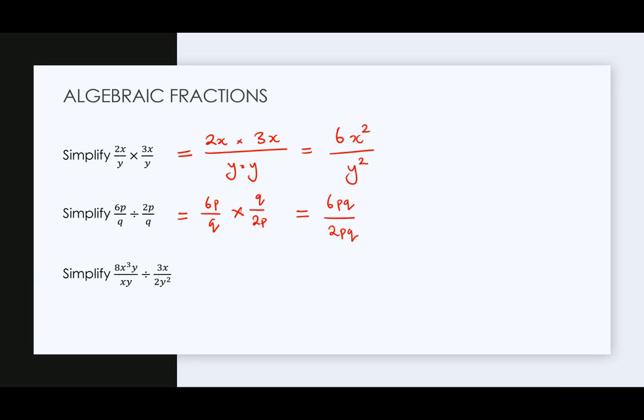Now we can actually cancel out some terms. Notice that we've got p there and p there, they cancel. q and q also cancel. And then 6/2, that's just 3. So our final answer is actually just 3.